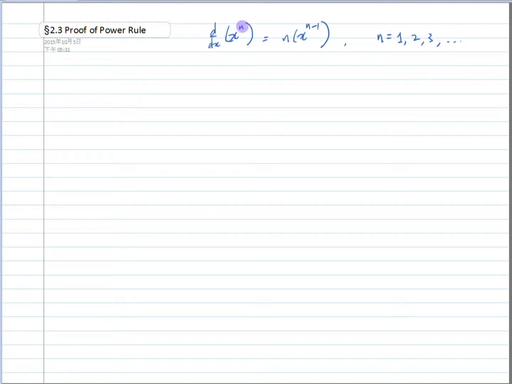By taking the derivative, we lose one power. So from power n, we lose 1 so that we end up with power n minus 1. But then in front, we have a factor n. So how are we going to prove this? To prove this, what are we going to do? To use what we call the proof by induction.